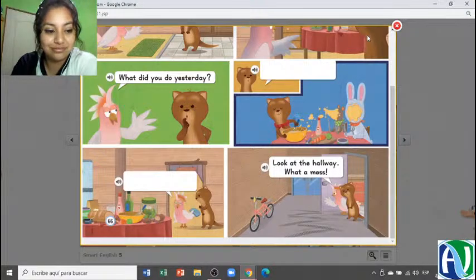Here, you can use this towel. Look at the hallway. What a mess.